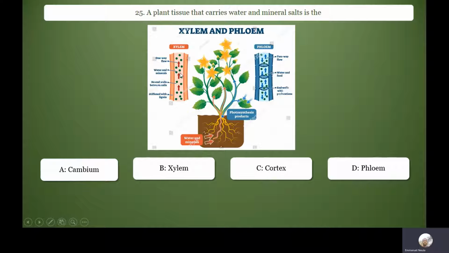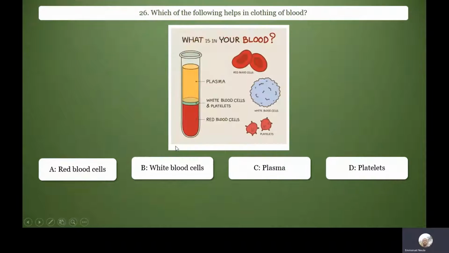Remember, the xylem is made up of dead cells. The phloem is made up of living cells. So option B is correct here.